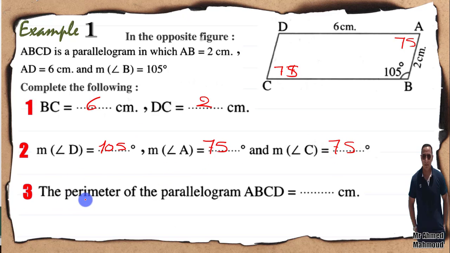Number 3, the perimeter of the parallelogram. The perimeter equals 2 plus 6 plus 2 plus 6, which is equal to 16 centimeters. Now the next question.